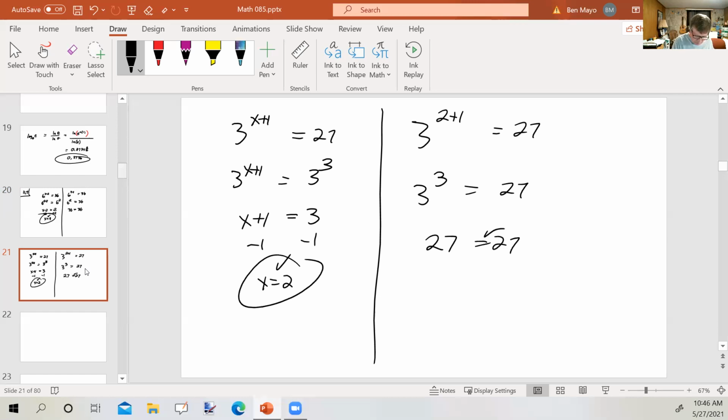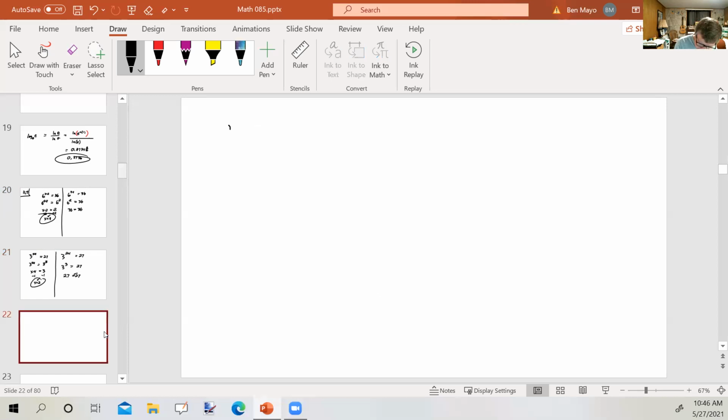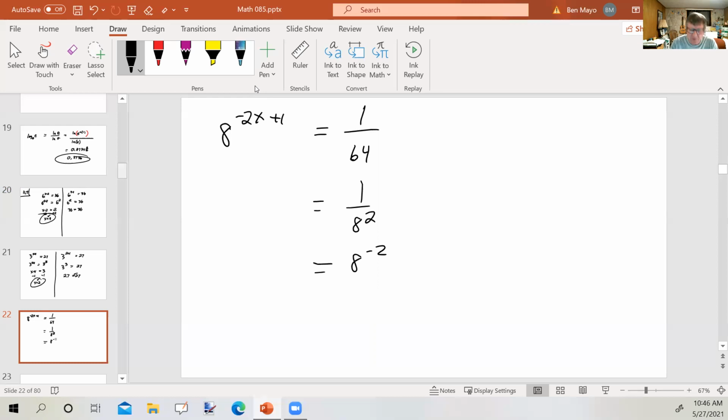Let's look at one that's a little more difficult. This says 8 to the negative 2x plus 1 power equals 1 over 64. So again, I need to have the same base. Well, on the left side, I've got 8. On the right side, 64 is equal to 8 squared, isn't it? So I could write it like that. But I don't want 1 over 8 squared. I want 8 to some power. But isn't that equal to 8 to the negative 2 power?